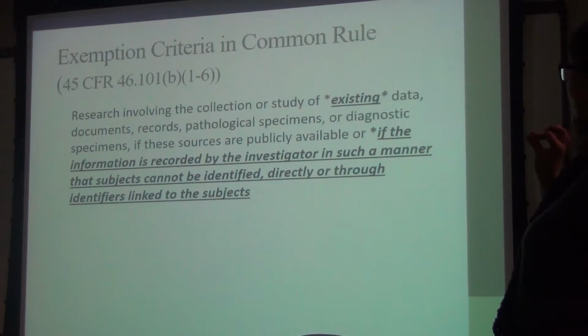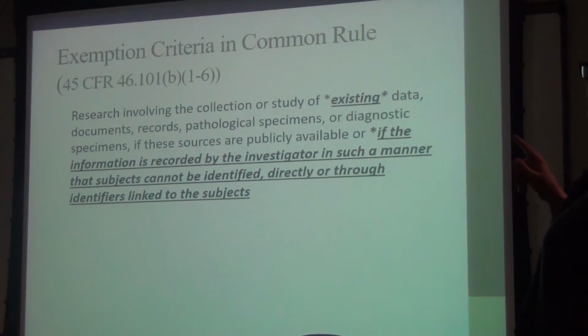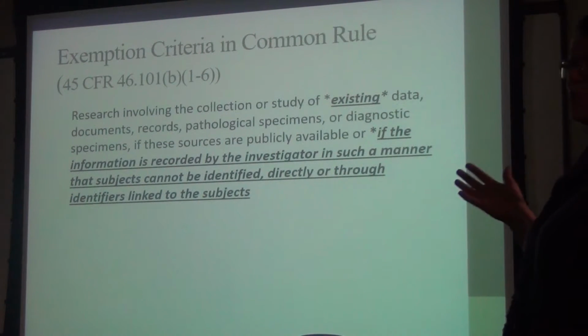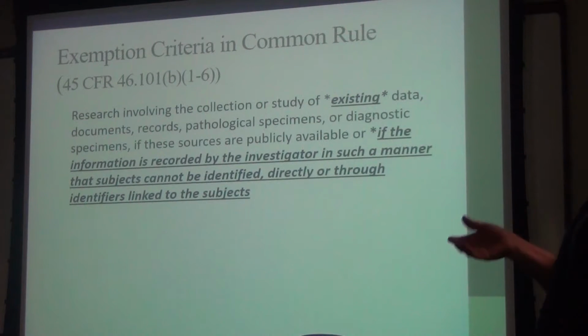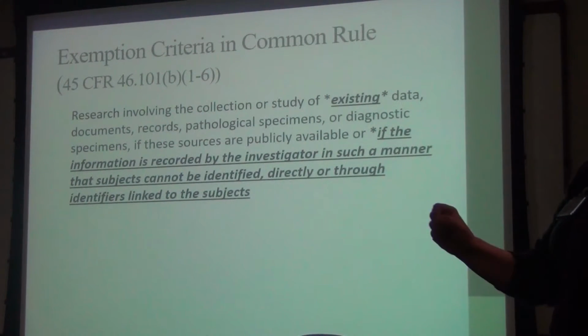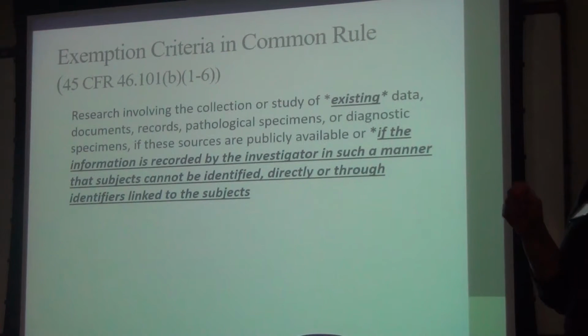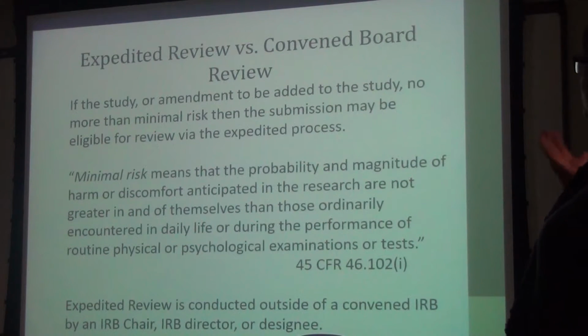The other thing in the Common Rule, and this may change, but right now, if you're going to look at existing data, documents, records, specimens, and if these sources are publicly available, you will still need to go through the IRB if the information is reported by the investigator in such a manner that subjects are identified. It will not be eligible for exemption. I said it just the opposite. But in order to get exemption, you cannot write down anyone's name, date of birth, medical record number, no PHI can be written down. It's much easier to get a waiver than to do research without writing down who you need. Because you can't just be, and then expedited review versus convened board.